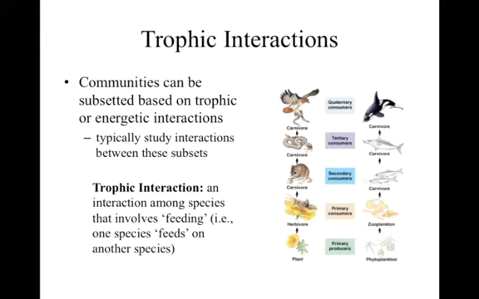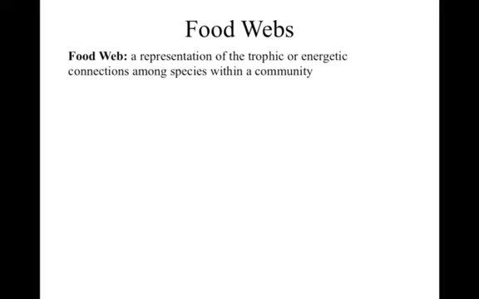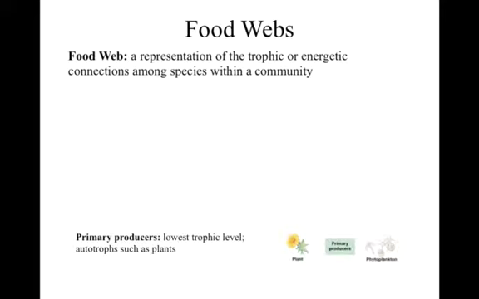Now, often when we subset communities based on trophic interactions, we typically study interactions between those subsets, interactions between our primary consumers and our primary producers, or between our secondary consumers and our primary consumers, that sort of thing. Not always, but that's typically the case. And that ultimately leads to the idea of food webs. So food webs are representations of trophic or energetic connections among species within a community. It's basically a picture of who eats who. You draw lines between the things that are eating each other.